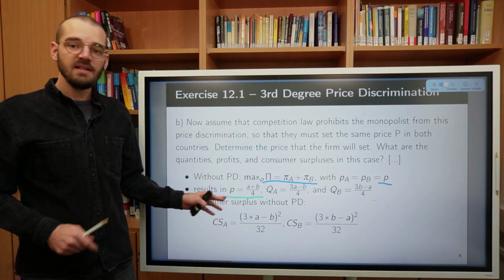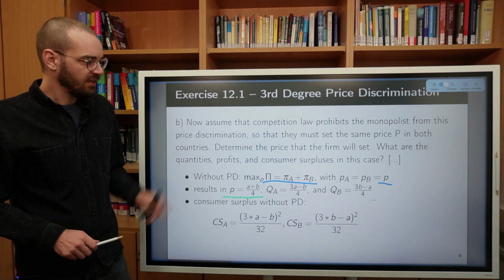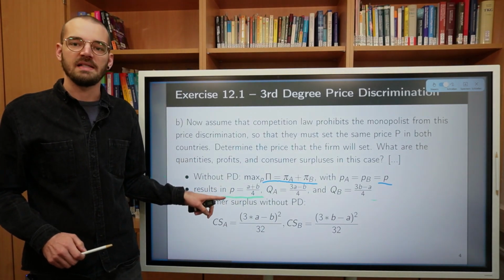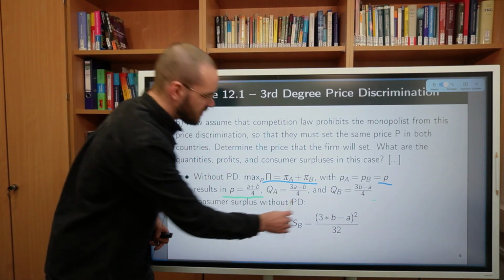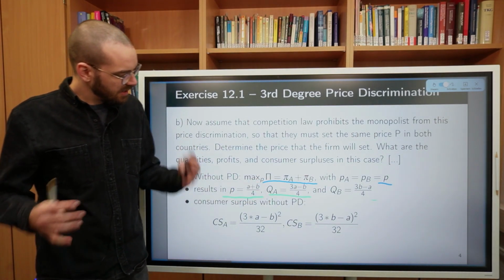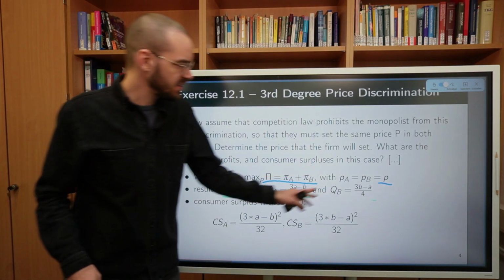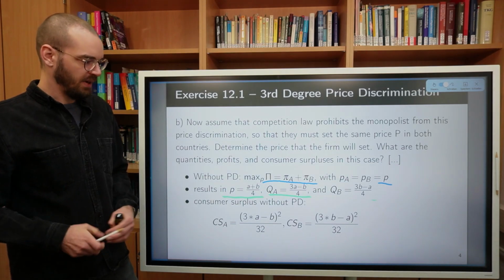With this price in equilibrium, in profit maximum, of course, we can calculate the quantities in each market simply by plugging in this equilibrium price into the respective demand functions. And if we do so, we can calculate that the demand in country A is (3A minus B) all divided by 4, and the demand in country B is (3B minus A) all divided by 4.